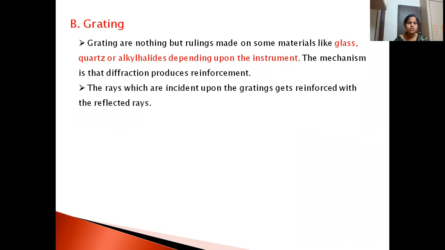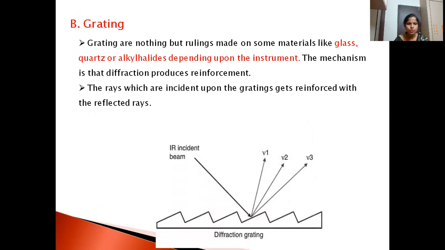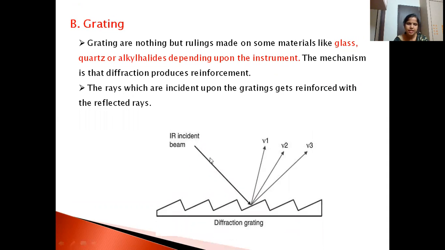Then we can also, instead of prisms, use gratings. Gratings are nothing but rulings made on some materials such as glass, quartz or alkyl halides. Depending upon the instrument, we have different gratings. When the IR incident beam falls on these gratings, it will give different wavelengths of light. These wavelengths of light are very important for IR study.